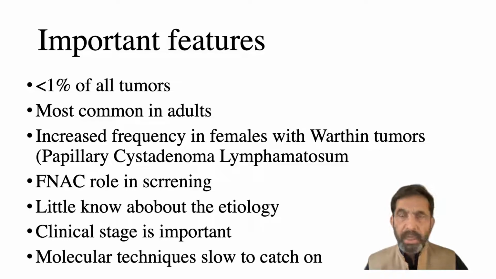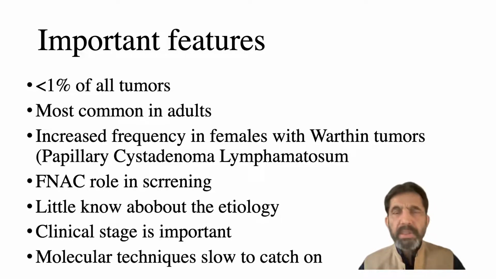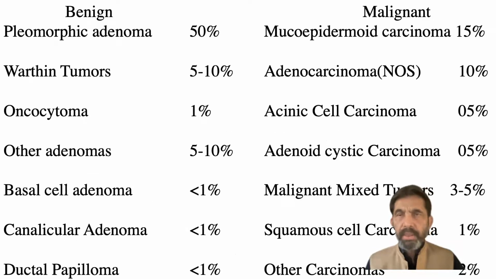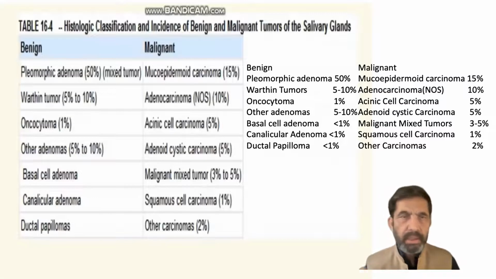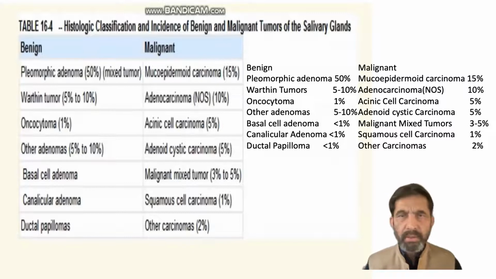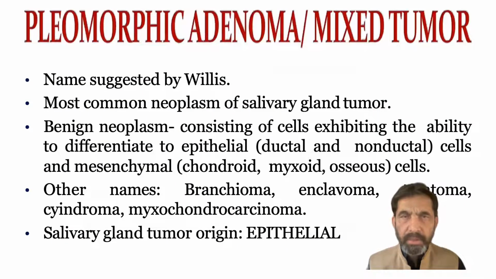tumors. Again, FNAC plays a big role in the screening. Little is known about the etiology, and clinical staging is important. Then the molecular techniques and immunohistochemistry are still slow to catch on for the diagnosis of this tumor. Again, there are different literatures, different things on how this tumor lies.